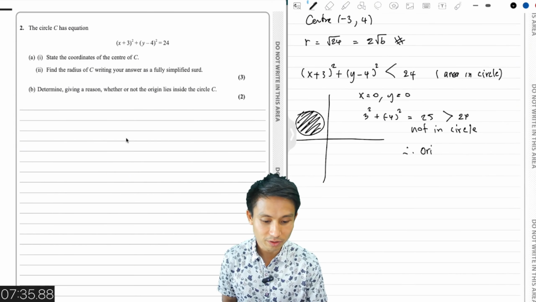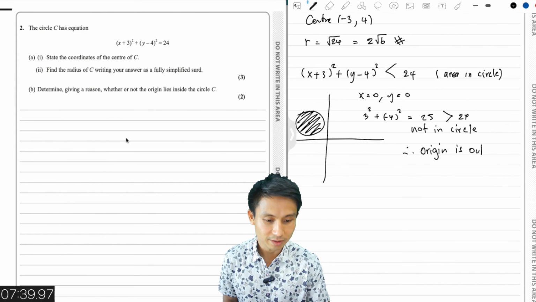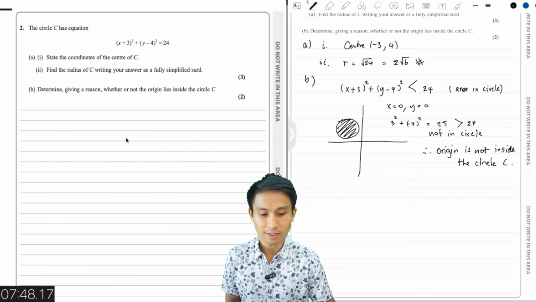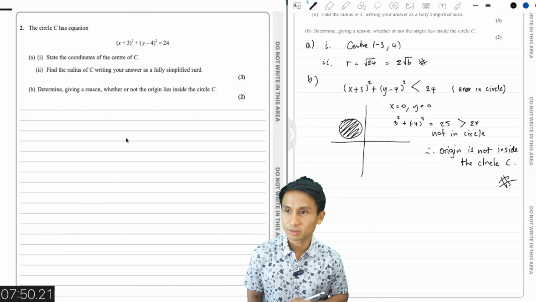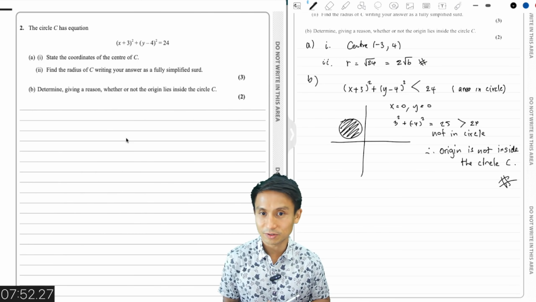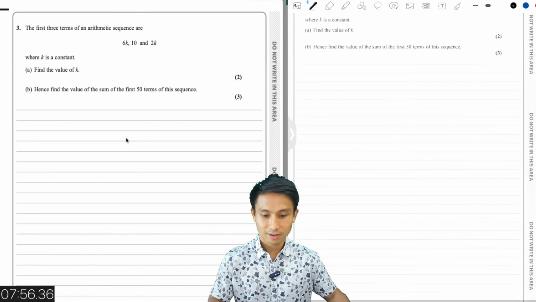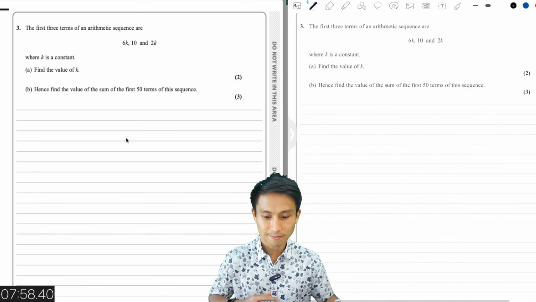Therefore, the origin is outside, or should I say not inside, the circle C. Yeah, that's it. Just substituting in and verifying it. Okay. Number 3.